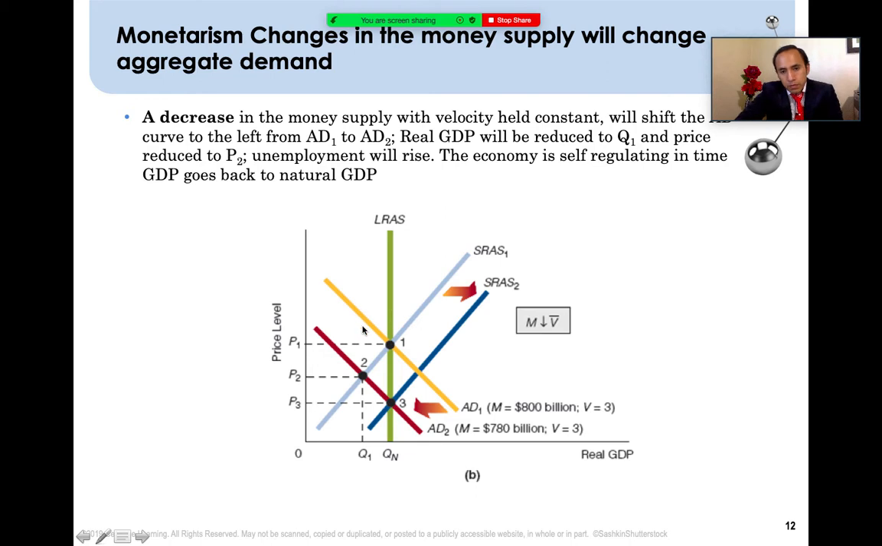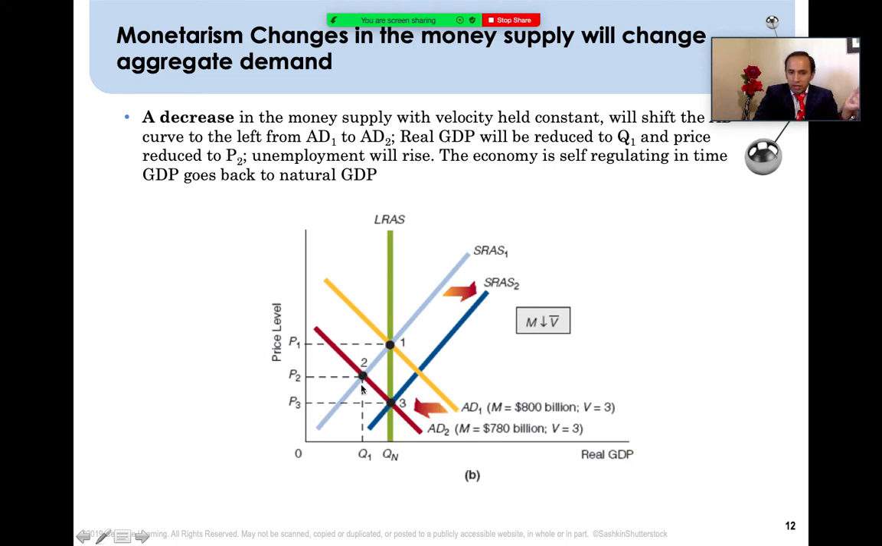Let's look at the model. The long-run aggregate supply is the green vertical line. The short-run aggregate supply is SRAS1, and the aggregate demand is the yellow curve, AD. At equilibrium 1, price of P1, quantity in natural levels, QN. The level of money is 800 billion. Velocity is 3. If we follow the conditions, a decrease in the money supply from 800 billion to 780 billion is going to lead to a decrease in aggregate demand. It shifts the curve downward.